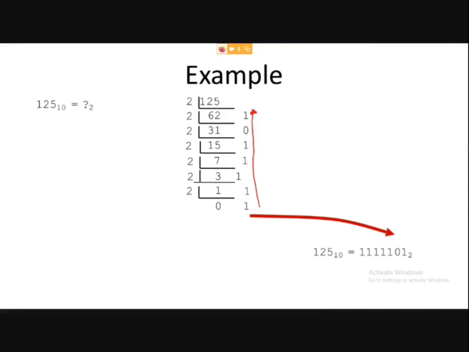Okay, so in this order, if we arrange them, we are getting this as the binary of 125. Okay, so this binary of 125 can be obtained from this.